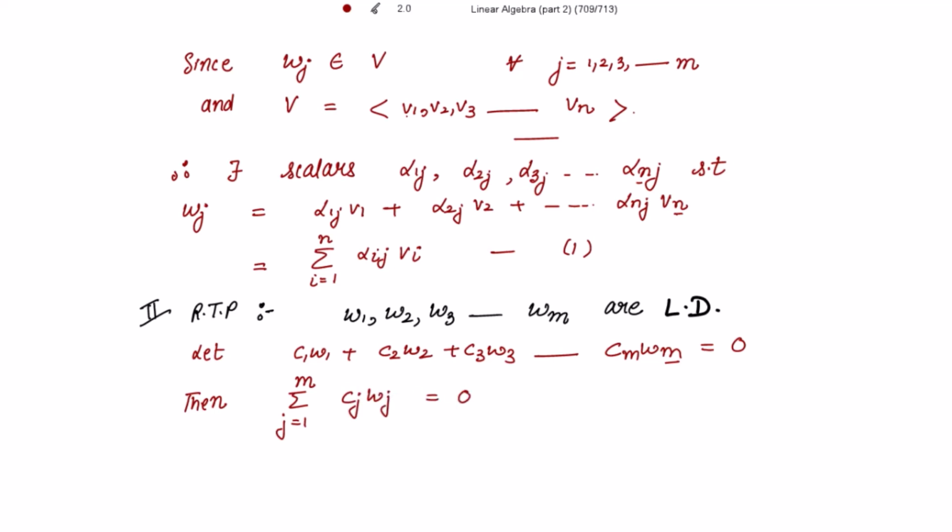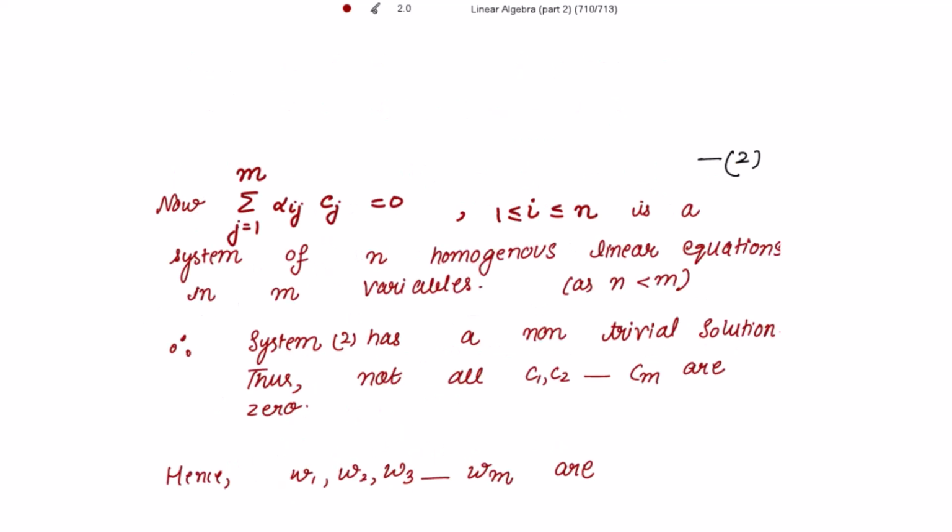Now from 1, putting the value of Wj over here, so I get summation j going from 1 to m, Cj, summation i going from 1 to n, alpha ij, Vi equal to 0. Okay, now taking the summation over i first, because I need to get the set of homogeneous linear equations.